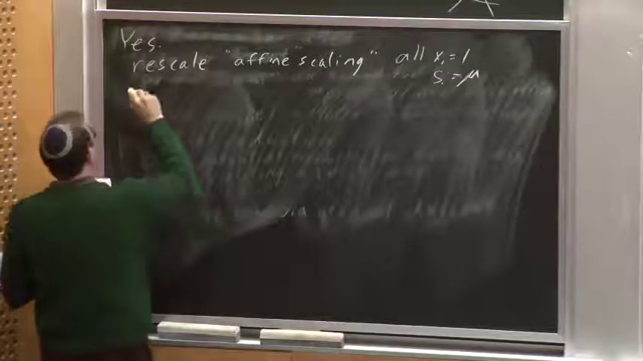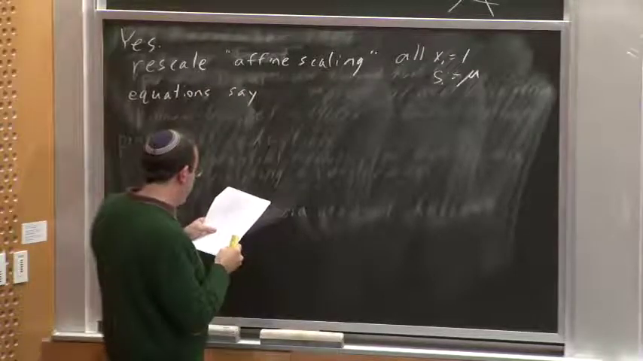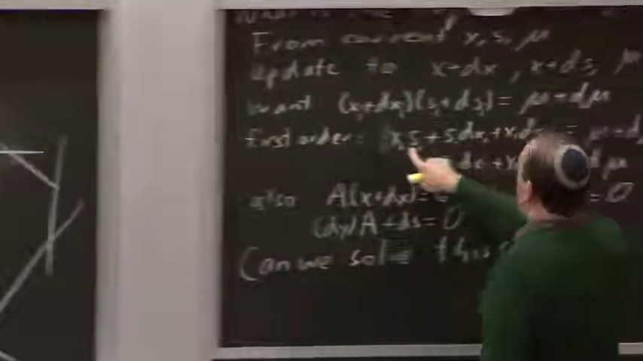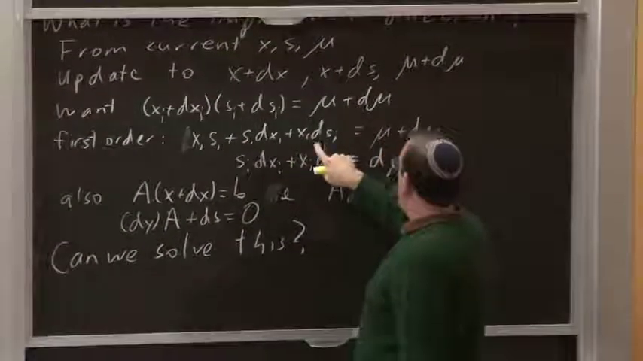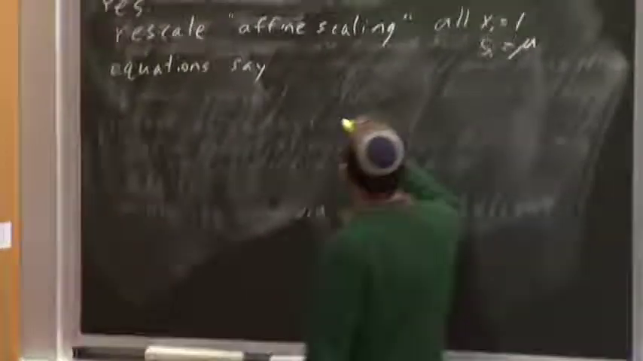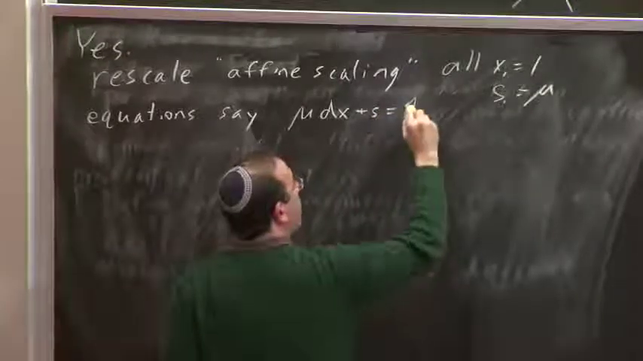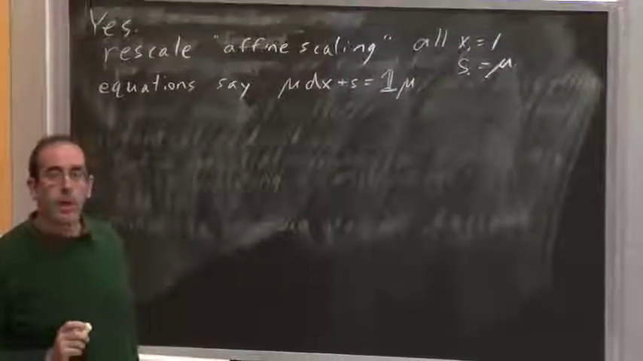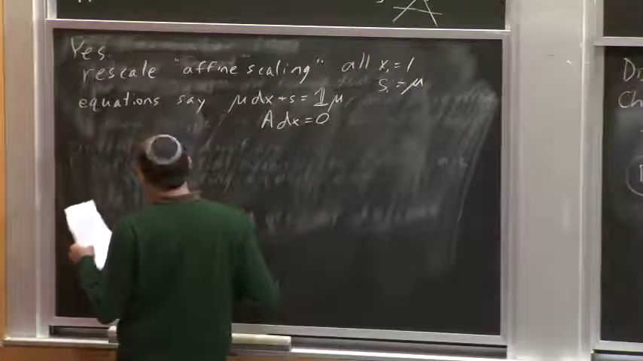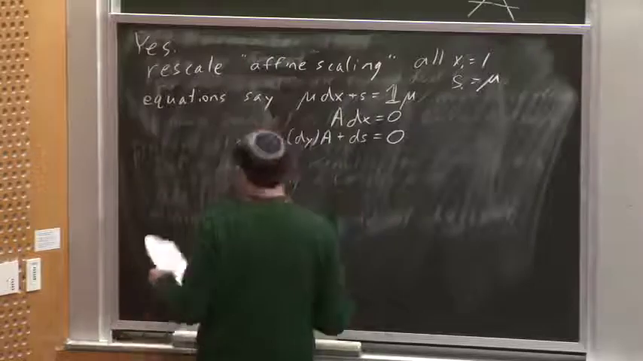And so now I can rewrite the equations that I wrote on the other board. The first one said xi, right? So what we have here now is that si is mu, and xi is 1, so we have mu dxi plus dsi has to be equal to d mu. So that just means that mu dx plus ds is equal to the all 1's vector times d mu. Okay. And then we still have, because this isn't changed by scaling, that a dx equals 0 and dy times a plus ds is equal to 0.